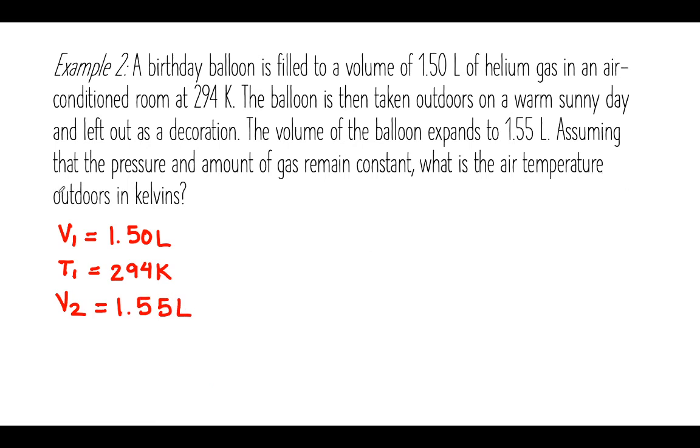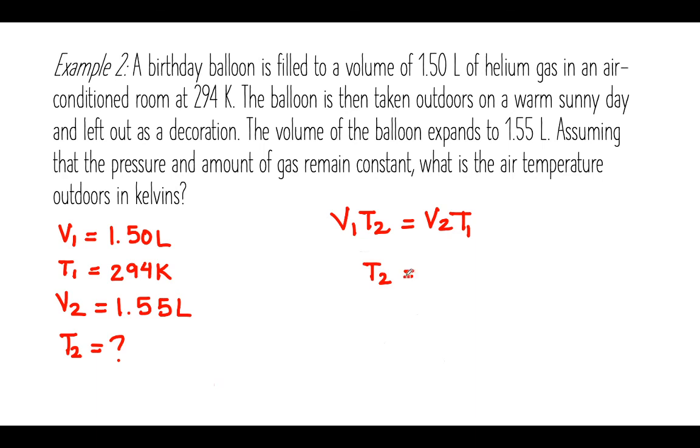Assuming that the pressure and the amount of gas remain constant, what is the air temperature outdoors in Kelvin? So they're asking us, what is T2? What is the second temperature? Again, I'm going to go back to my formula. This time I'm just going to use the other way that it's arranged. Again, it doesn't matter. It's the same formula. When you rearrange to find T2, you're still going to get the same answer, right? So I'm going to first rearrange.